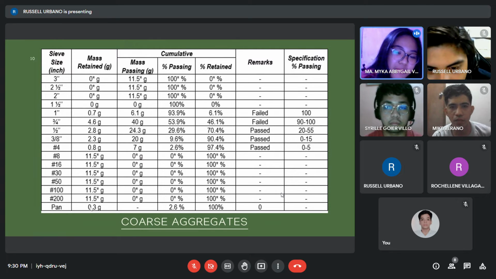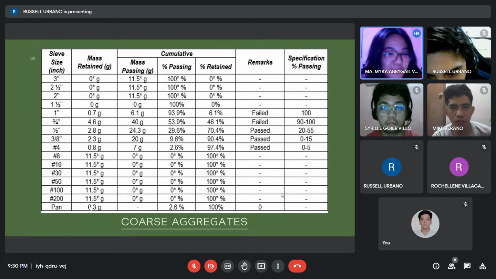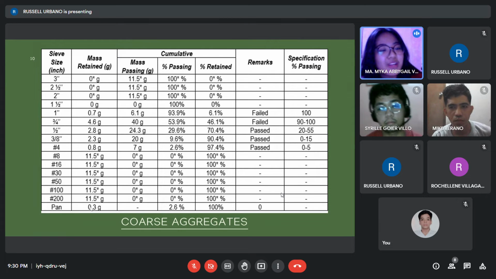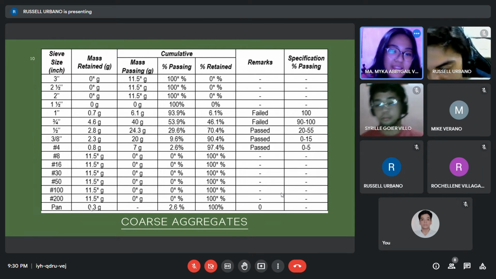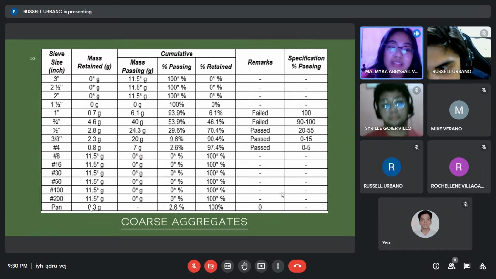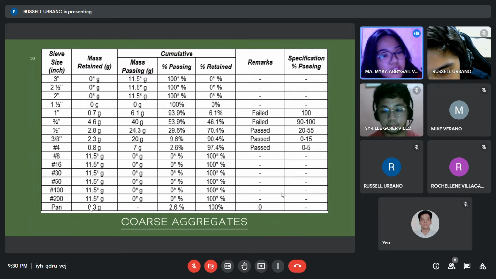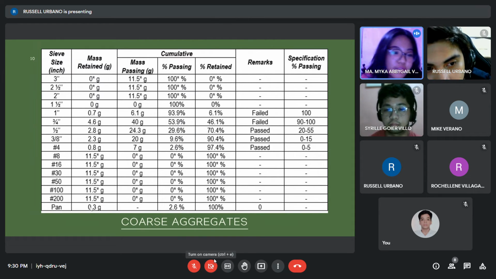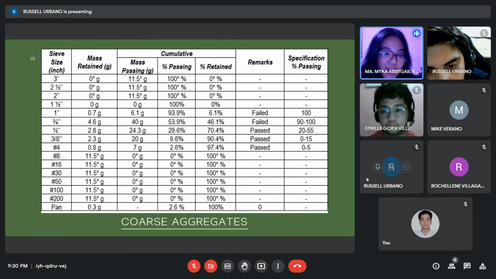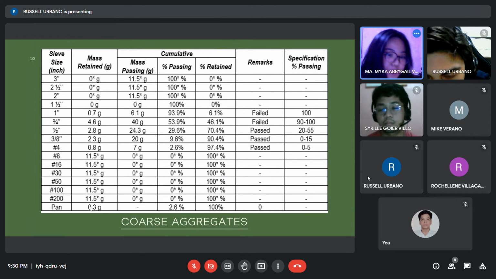We assume the recorded masses from each individual sieve: 1.5 inch, 1 inch, 3/4, 1/2, 3/8, number 4, and pan. As for the recorded mass retained, the given sieve 1.5 inch is 0, for 1 inch is 0.7 grams, for the 3/4 inch it's 4.6, in 1/2 inch 2.8, and so on and so forth. As I said earlier, their target is within 99.7, which is, if you total the recorded mass retained after sieving, still 11.5 grams.